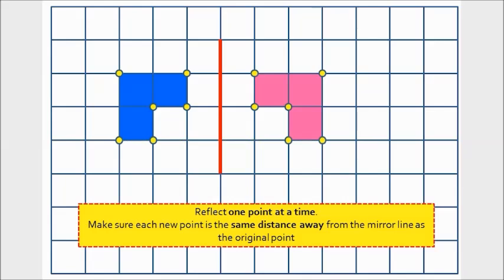When we have 6 points on our new shape, we can join them together, and there we have a completed image. We have reflected the blue shape correctly in the vertical mirror line.